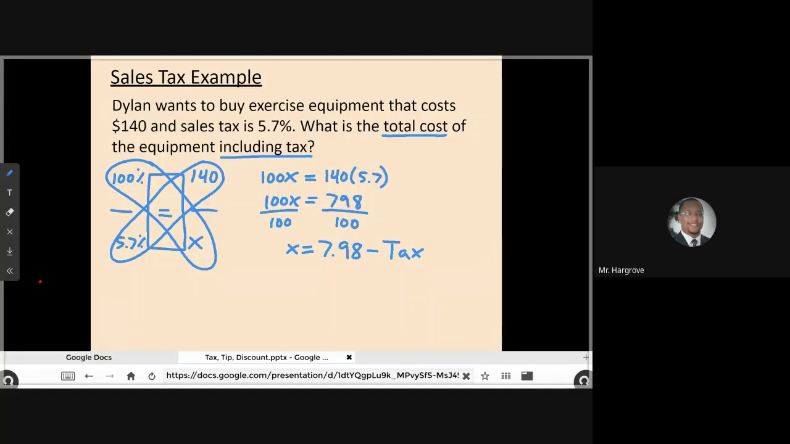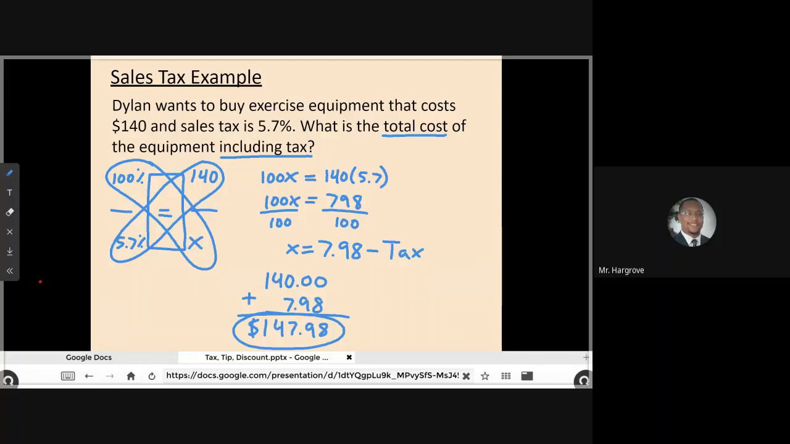So what I'm going to do is take the original price, $140, and you guessed right, I'm going to add it to the tax of 7.98. And when I add it, that's going to give me $147.98. That is the cost of the item, including taxes. So that is the answer to the question.